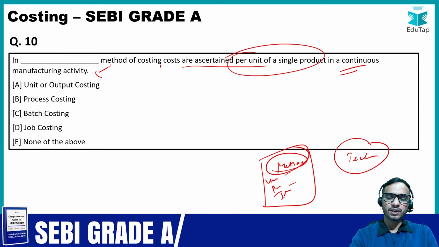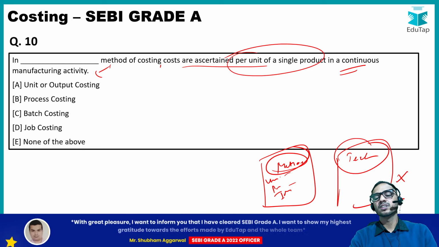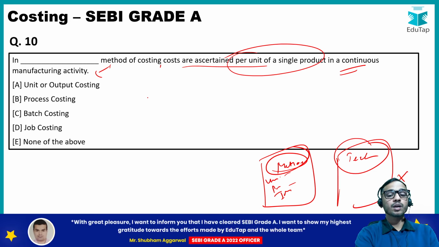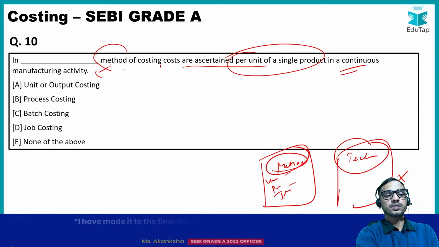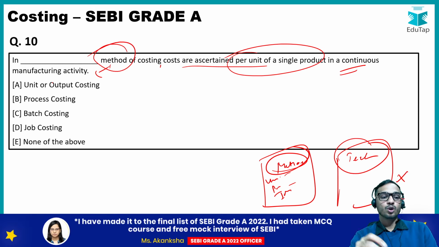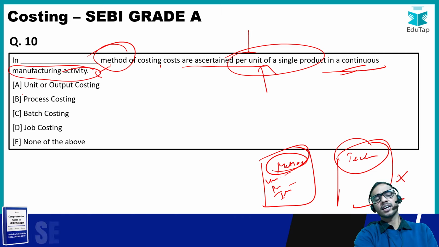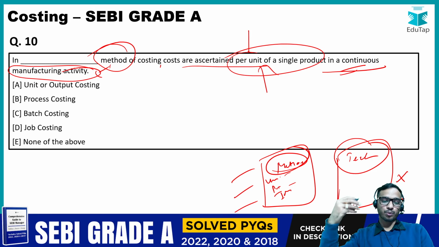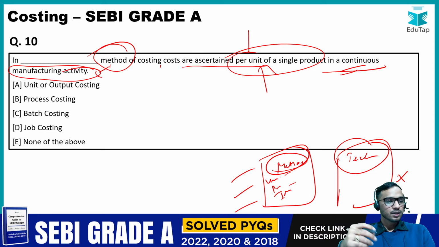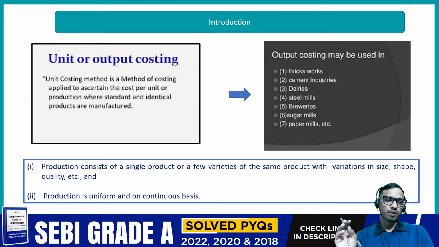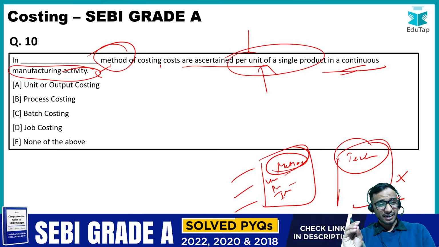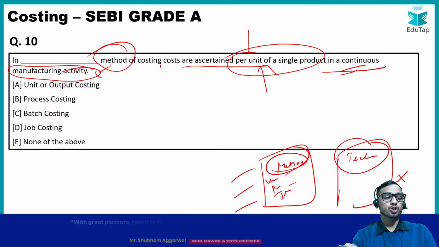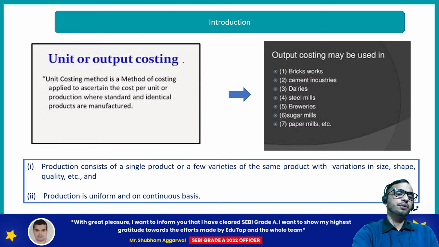But techniques are something different. Techniques do not depend upon the nature of industry. So here we are talking about the method. So which method of costing? See, it is written as method of costing are ascertained per unit of single product in a continuous manufacturing activity. So for this we need to understand all the concepts of unit costing, process costing, output costing, right? So let's discuss this one by one and you will have a better idea of what should be the answer of this question, right? So let us start with unit or output costing.